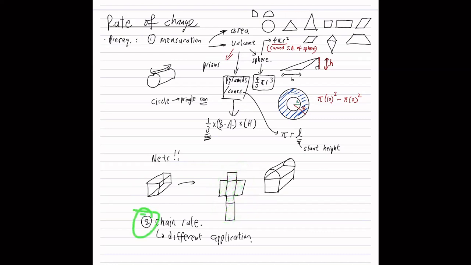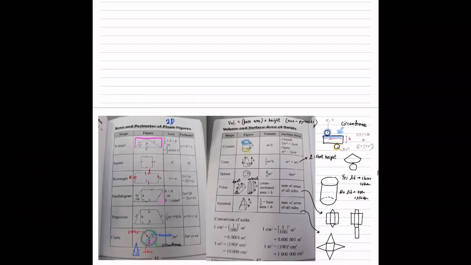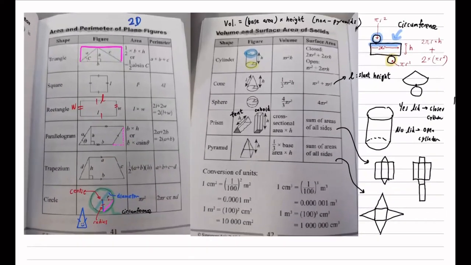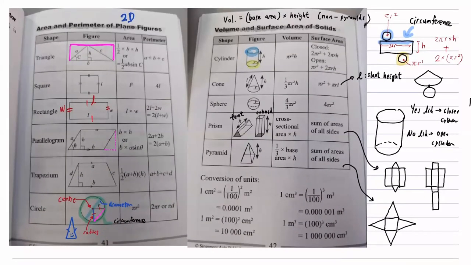And then afterwards, you also need to know chain rule, which I've already taught you. Right? And just to help you, I included this slide. It's a summary of all the area and volume formulas you need to know. Do you need me to go through? Okay, very simple one.